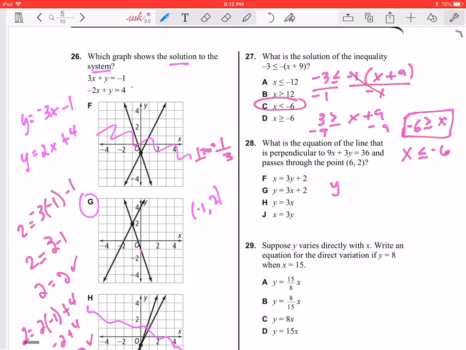So now I'm going to use point-slope. So I'm going to say y minus 2 is equal to our slope, which is 1/3, times x minus 6. Now I'm going to distribute. So that's going to become y minus 2 is equal to 1/3 x.